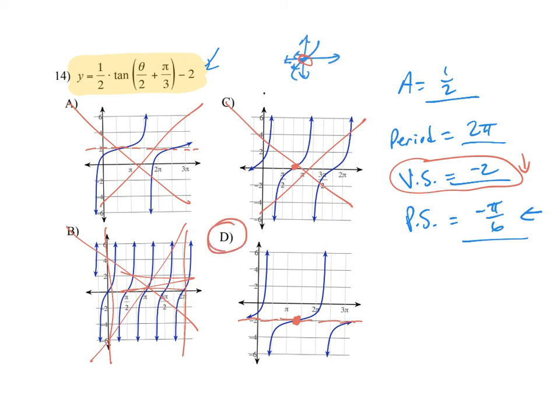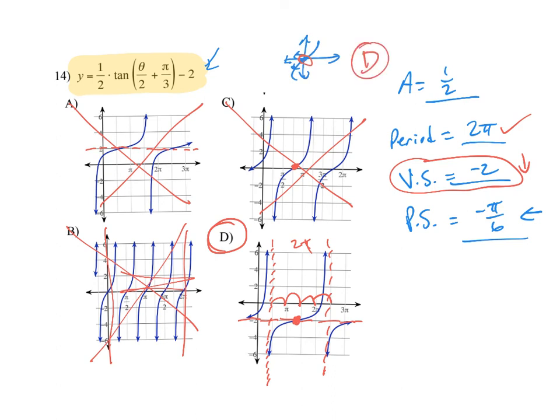I do want to just double check and make sure the period's 2 pi though. So if I draw this asymptote in right in here somewhere, and draw this one in right here, remember every 2 squares is a pi, so 1, 2, 3, 4, yes, we do get a 2 pi in there. So it does fit the period as well. So for this graph, I'm going to choose graph D.